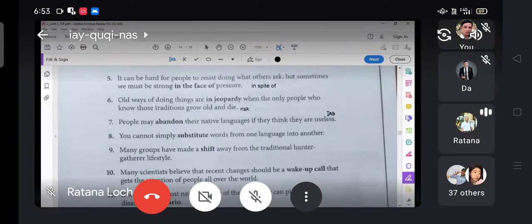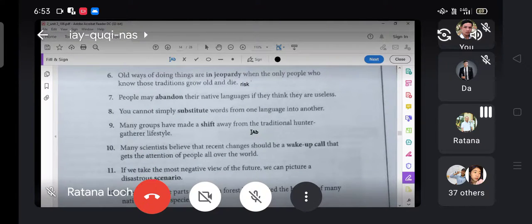For example, if you criticize your boss, you might jeopardize your job, right? Or your job is in jeopardy. If you criticize your boss, maybe your boss will fire you, for example, right? In danger. Good. So you can use jeopardy or jeopardize your job if you criticize your boss, for example.